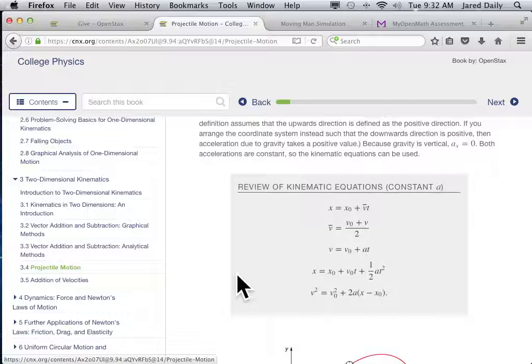Then you have one more kinematic equation. That's the velocity final squared in the x direction equals velocity initial squared in the x direction plus 2 times a times your delta x, which is your x final minus your x initial.